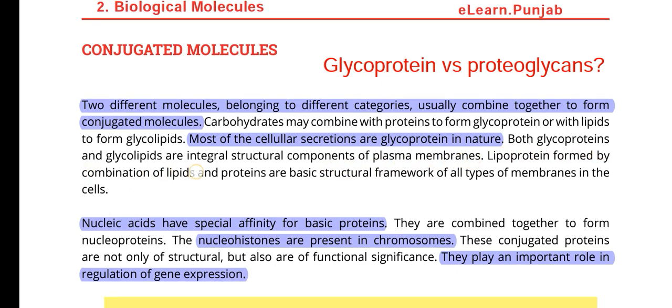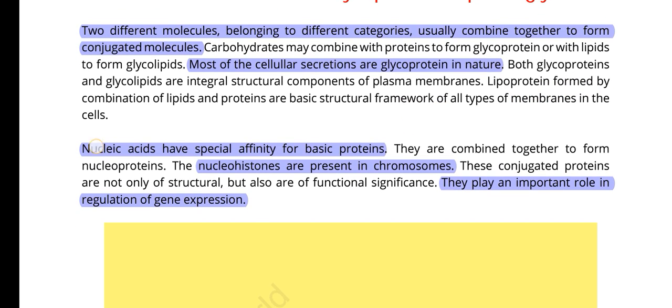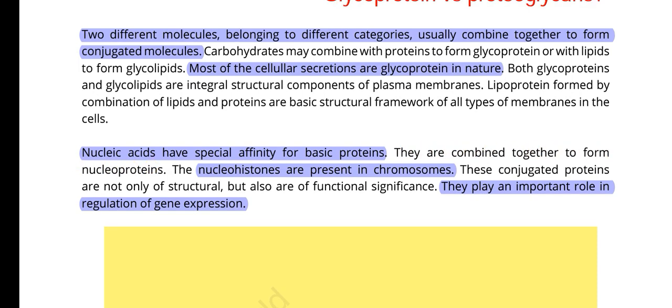Lipoproteins, formed by a combination of lipids and protein, are the basic structural framework of all types of membrane in the cell. Nucleic acids have special affinity for basic proteins. They are combined together to form nucleoproteins. The nucleohistones are present in chromosomes. Actually, there are fibers. If you imagine one thread and a lot of beads present inside it, the histones will be like beads and the DNA or nucleic acid will be like the fiber or cord. Nucleohistones are present in chromosomes.